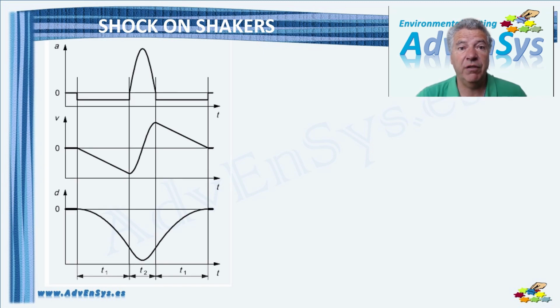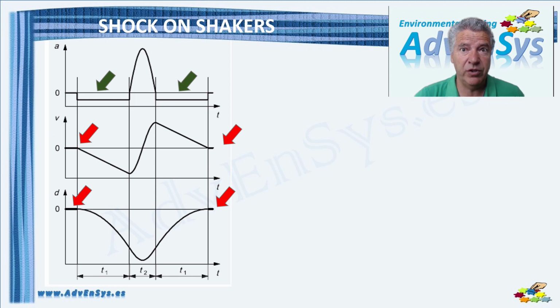However, when we use a shaker for classical shock, there are two conditions that must be met. The shaker armature must start and end with zero velocity and must return to the initial position if we don't want the armature to get out of the shaker body. In the image, we can see that these two conditions force us to introduce two small amplitude pulses before and after the main pulse. These pulses are called pre-pulse and post-pulse, and most of the standards limit them to less than 20% of the pulse amplitude.